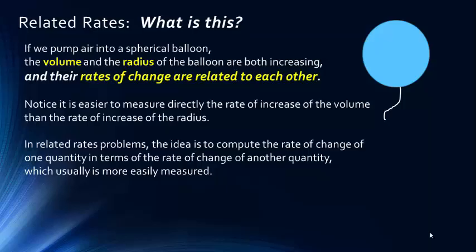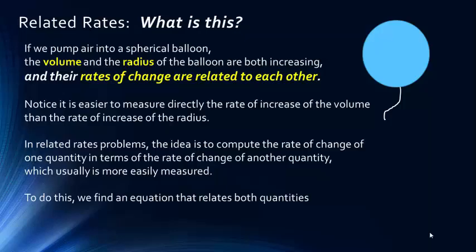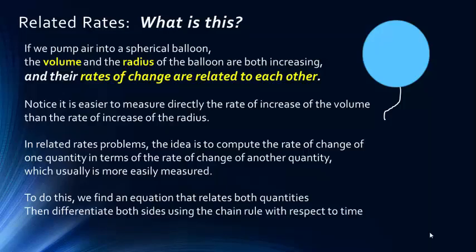We know that because the volume of a sphere depends upon the radius, right? When we're trying to find the volume of a sphere, it's 4 pi r cubed, I believe. So to do this, we find an equation that relates both quantities, which I just gave you, and then we differentiate both sides using the chain rule with respect to time. Now remember, what we're talking about here is using implicit differentiation, and that's what it is talking about when it's talking about the chain rule.